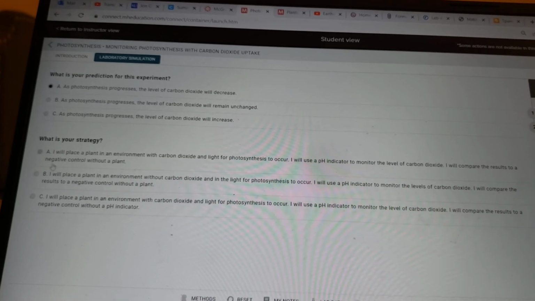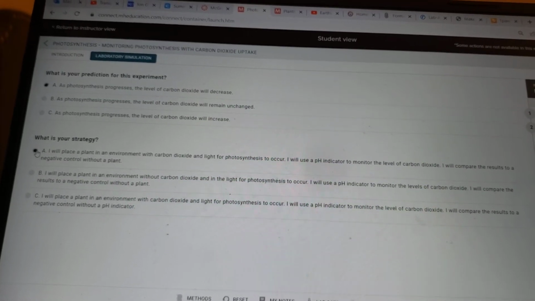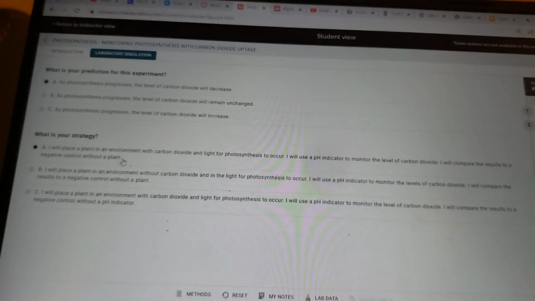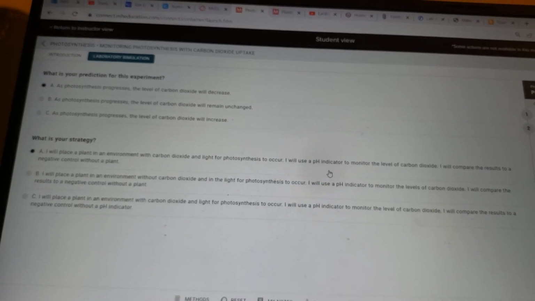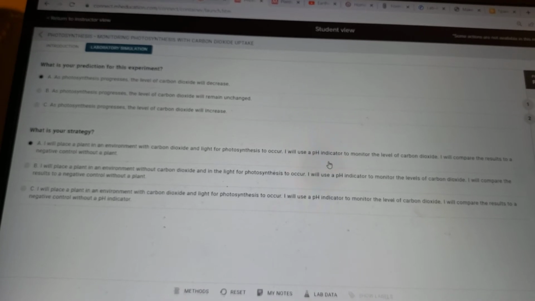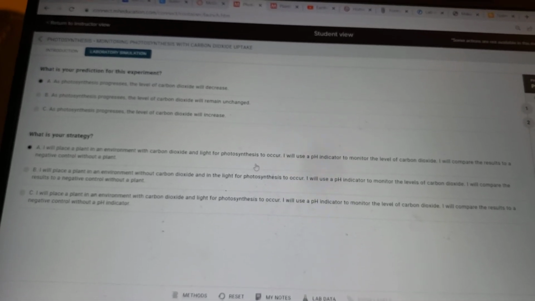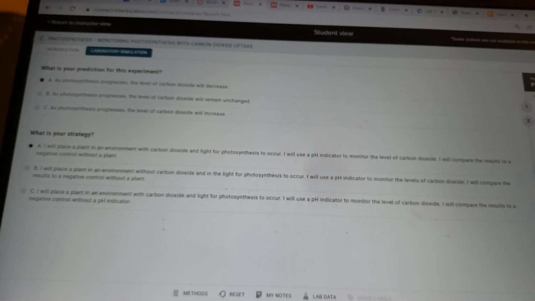Okay, so we choose option A here, okay? Because we do need carbon dioxide for photosynthesis, and we need a pH indicator to monitor the level of carbon dioxide, okay? And we do a negative control with the plant. So just moving to phase 2.